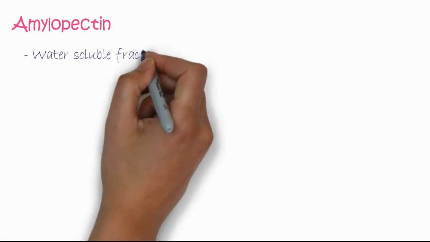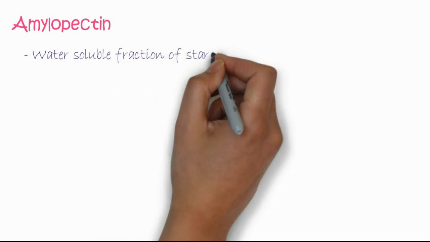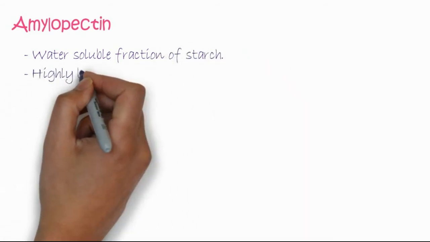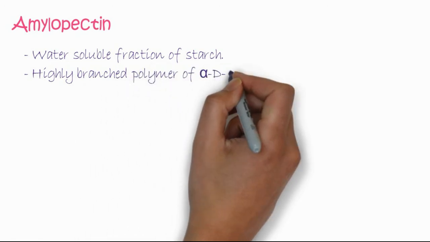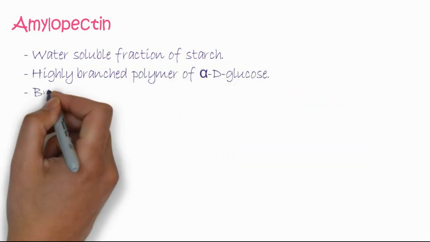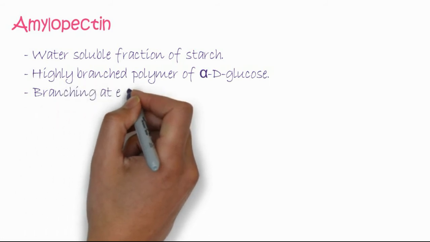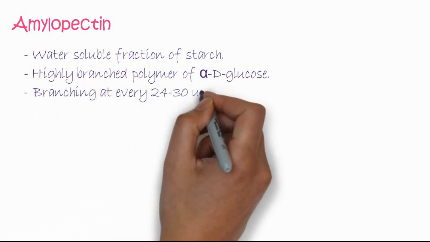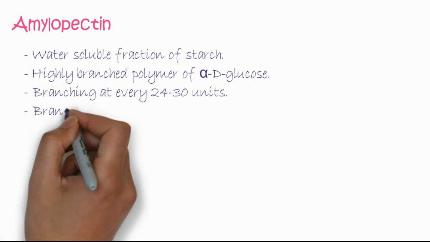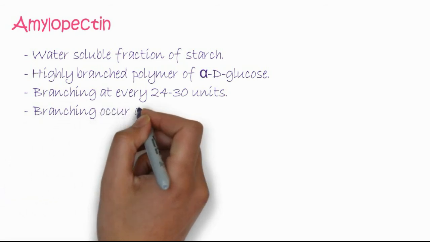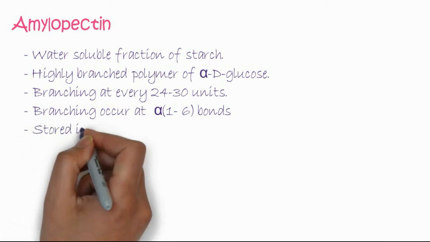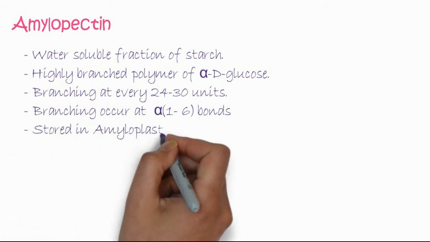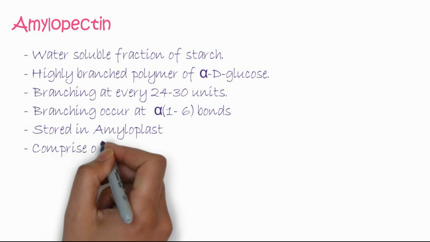The next example is amylopectin. Amylopectin is the water soluble fraction of starch. It is a highly branched polymer of alpha D glucose units. Branching usually occurs every 24 to 30 units. The branching occurs at 1 to 6 bonds. It is stored in amyloblasts.